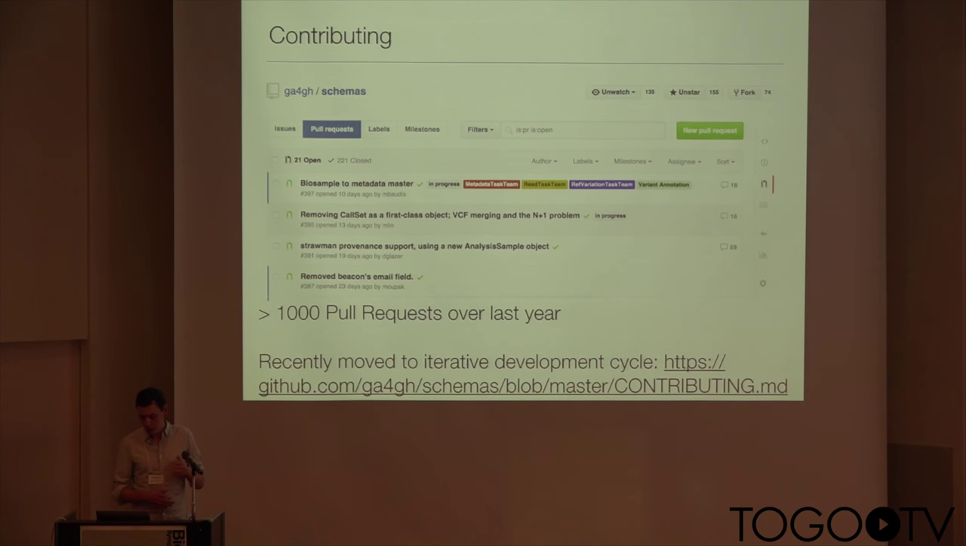So we've moved to a more iterative development cycle, and now we demand that everything that gets incorporated into the master branch, the APIs, actually gets implemented within the reference server and has tests associated with it within the compliance suite. And shortly we will have proper CI working so that the various implementations that are out there in the wild, including Google's, EBI's, the burgeoning one at NCBI, and the one at UCSC, are all being tested, and that there's a registry of available endpoints.